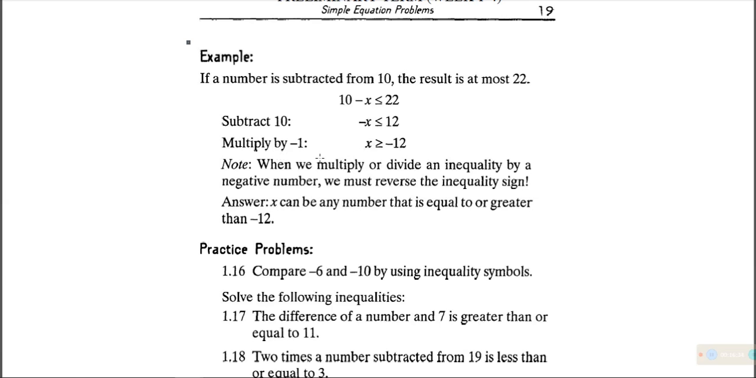Now, multiply both sides by negative 1. Sinabi na natin kanina, when we multiply or divide an inequality by a negative number, we must reverse the inequality sign. Babaligtarin mo yung inequality sign mo. Okay? So, dito, magiging sagot natin ay x is greater than or equal to negative 12.